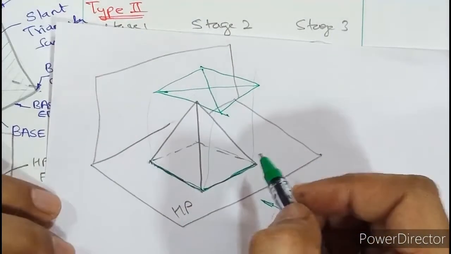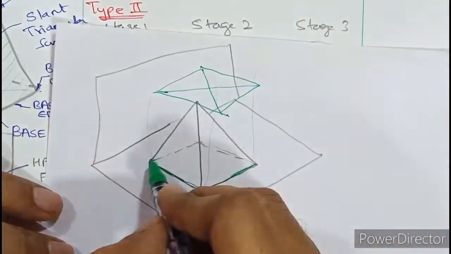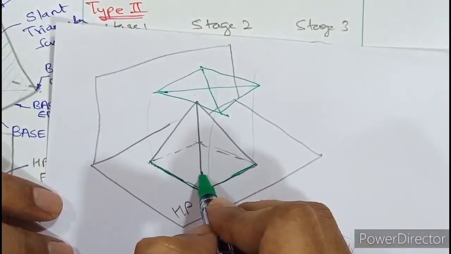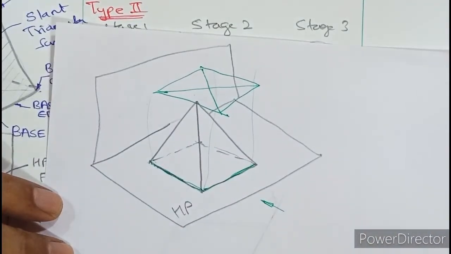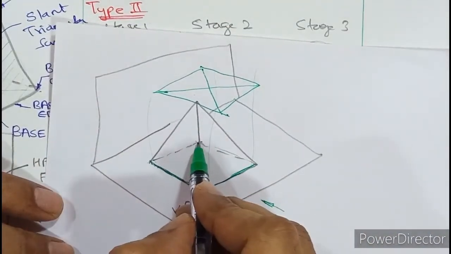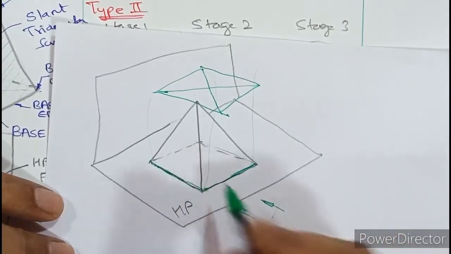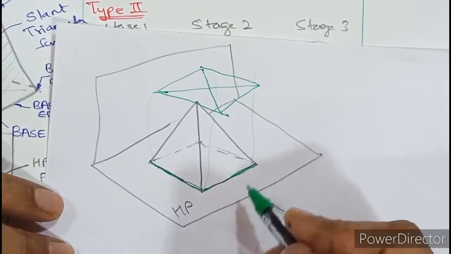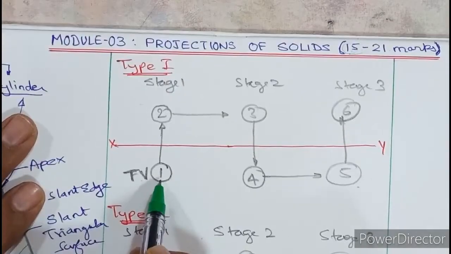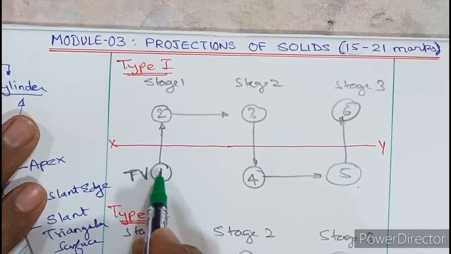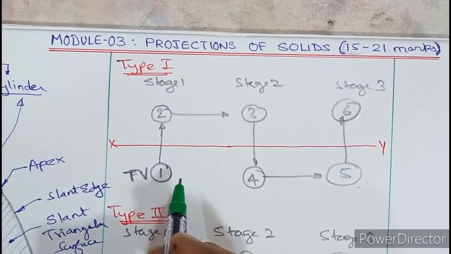So the conclusion is, if a pyramid rests on its base on HP, then you have to start with that view from where the true shape of the base can be seen. So that is nothing but the top view. And where is the top view drawn? The top view is drawn below XY. And so we have to follow method number 1. That is, you have to start with the top view. I hope this is clear.